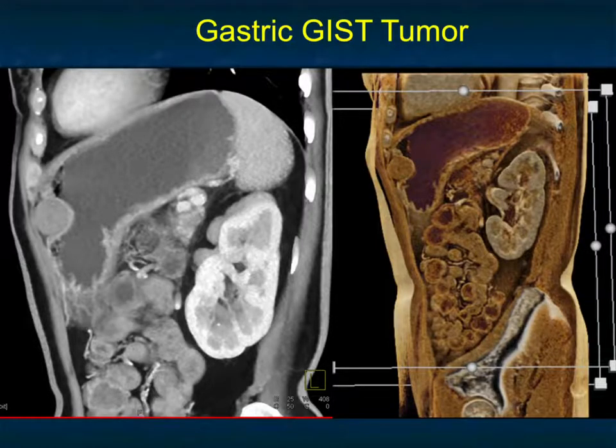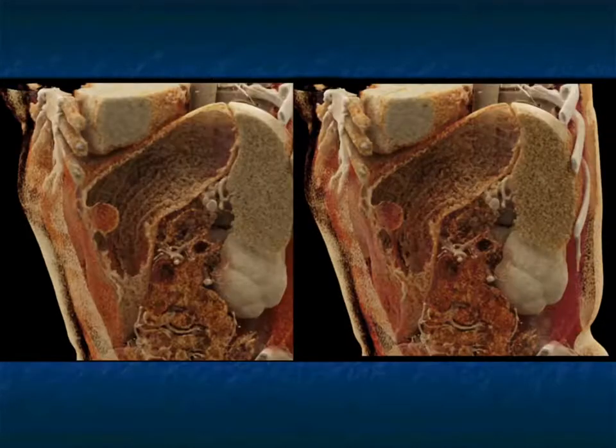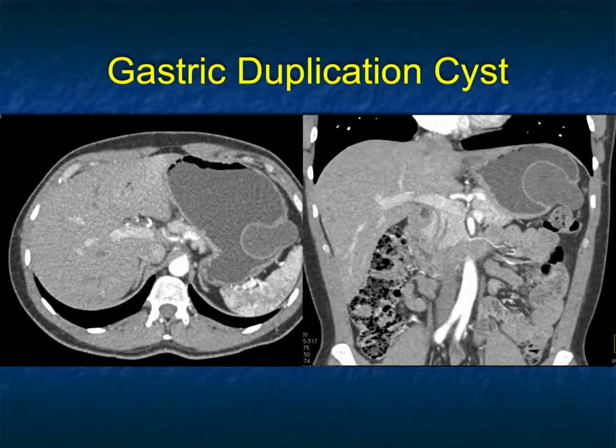Another patient, here's a gastric tumor. This was a 2 centimeter GIST tumor coming off the anterior wall of the stomach, nicely shown on both the sagittal volume rendering and the cinematic rendering. Again, the gastric folds nicely shown cinematic, and the soft tissue mass clearly defined and beautifully shown with this lighting model with the shadowing. Just a really, really nice example.